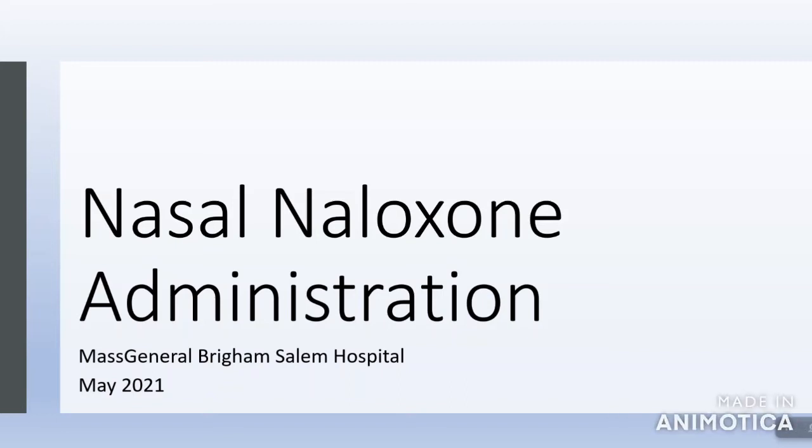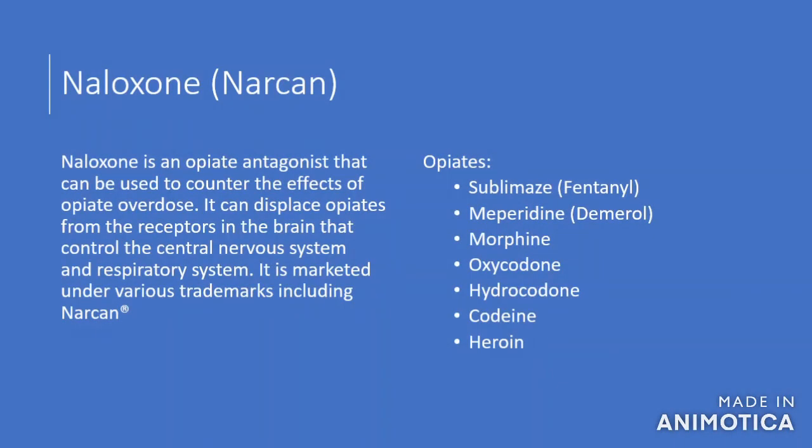Hi everyone, this video is to demonstrate the use of nasal naloxone here at Salem Hospital. Naloxone, or Narcan, is an opiate antagonist that can be used to counter the effects of an opiate overdose. It works by displacing the opiates from the receptors in the brain that control the central nervous system and respiratory system. Examples of opiates are fentanyl, Demerol, morphine, oxycodone, hydrocodone, codeine, and heroin.